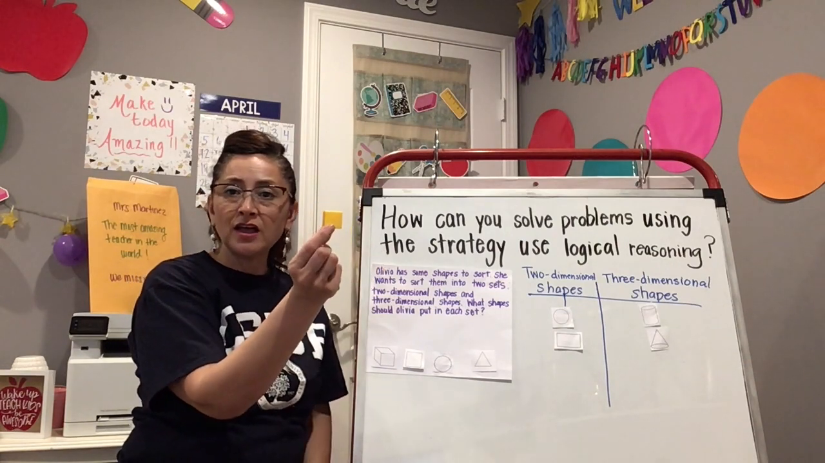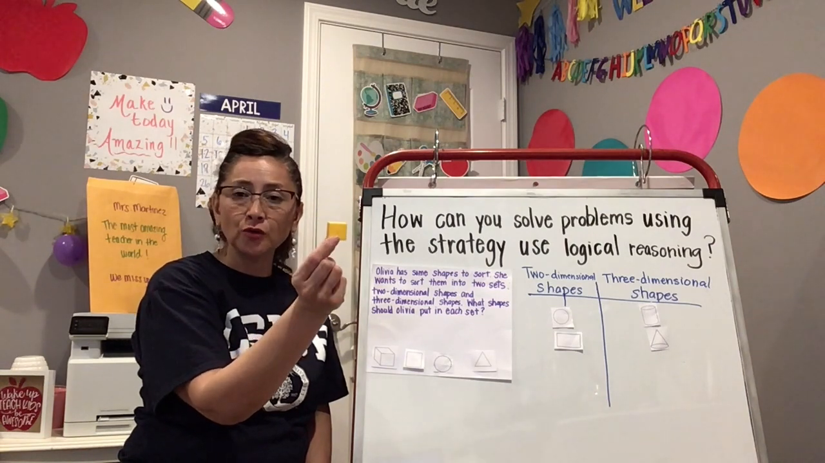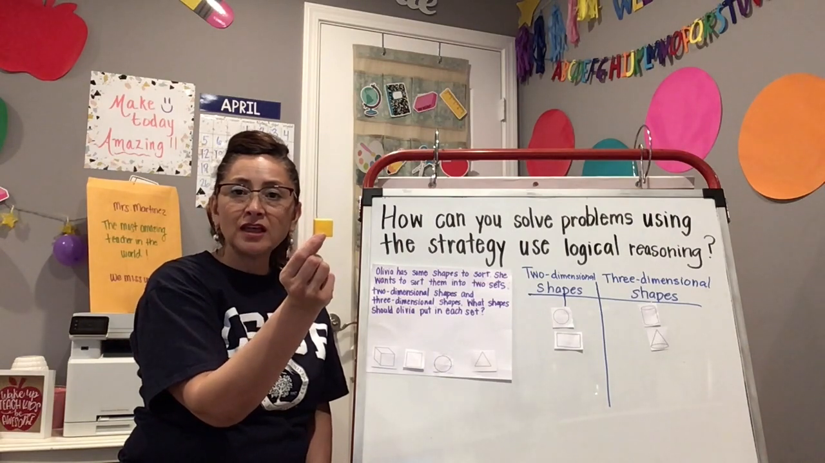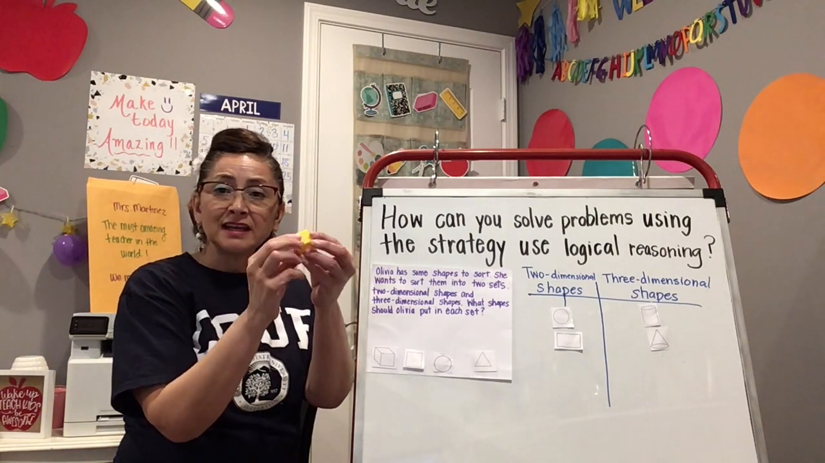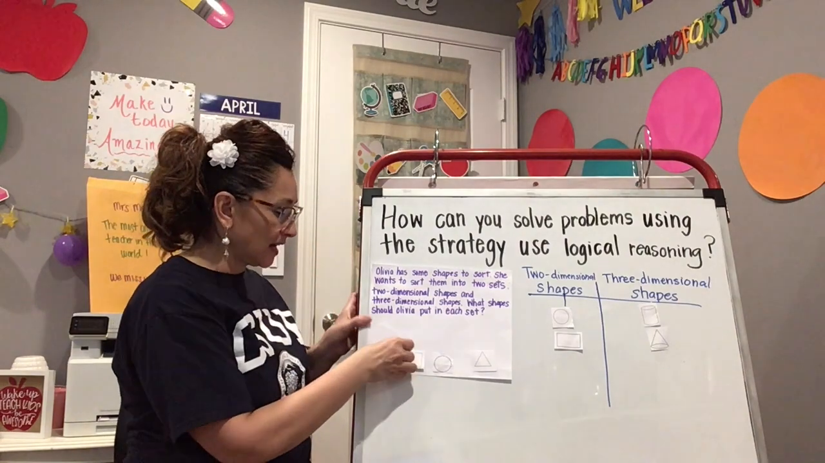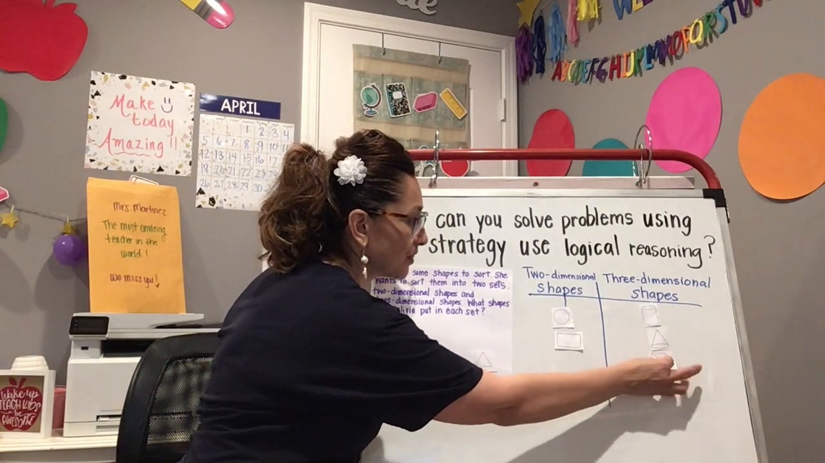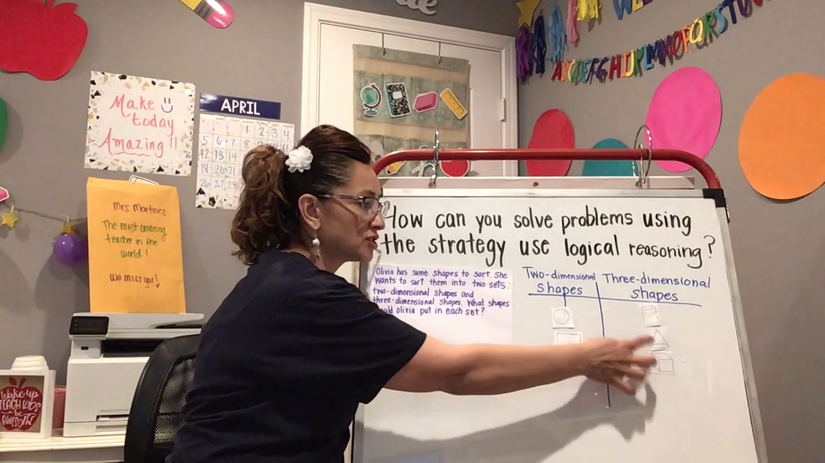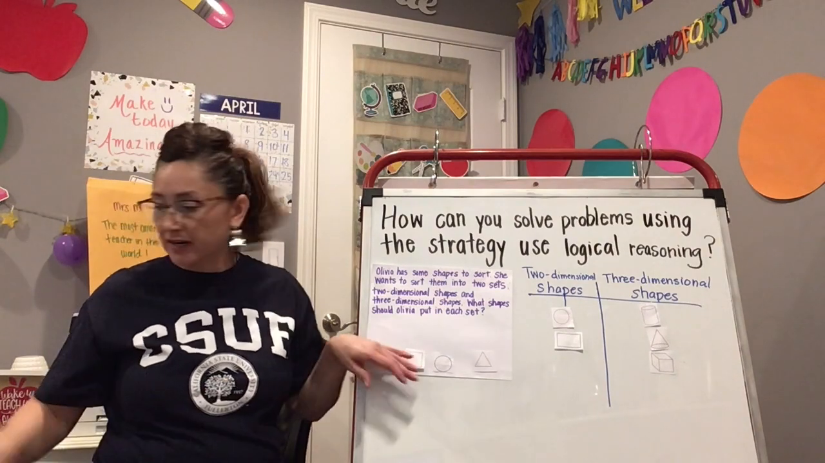So we know that this cube is a solid shape. And we also know that this shape is a 3D shape, right? Yes, because it is solid. So let's take the picture of our cube and let's place it under the 3-dimensional, because we know it's a solid and solid shapes are 3-dimensional. Now let's take a look at our next shape.